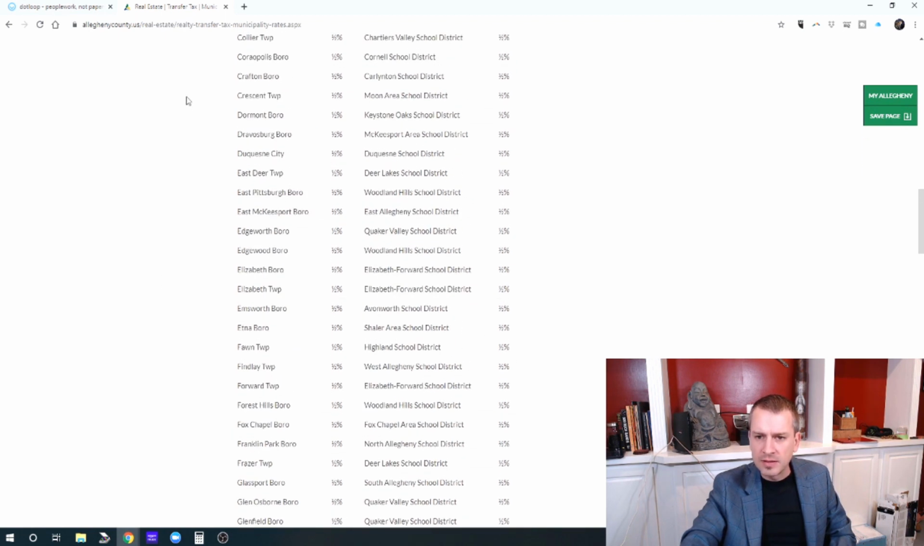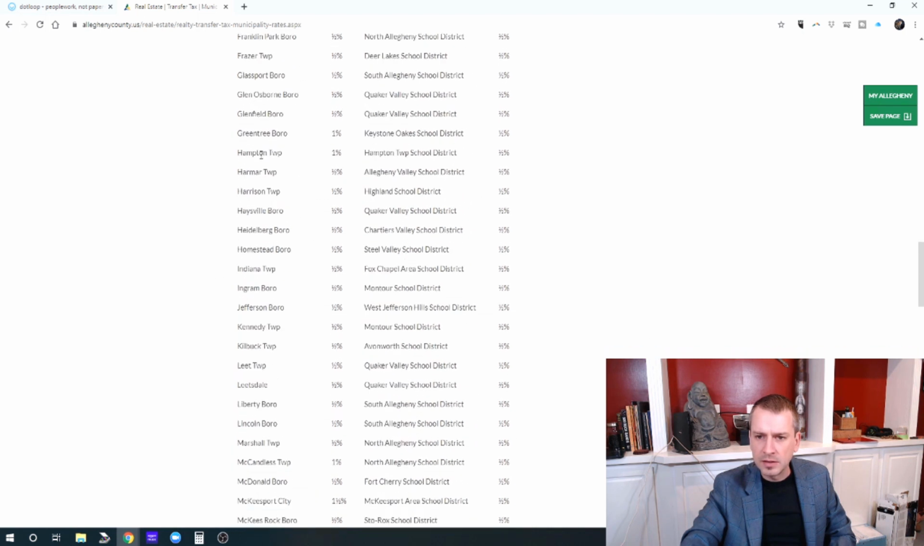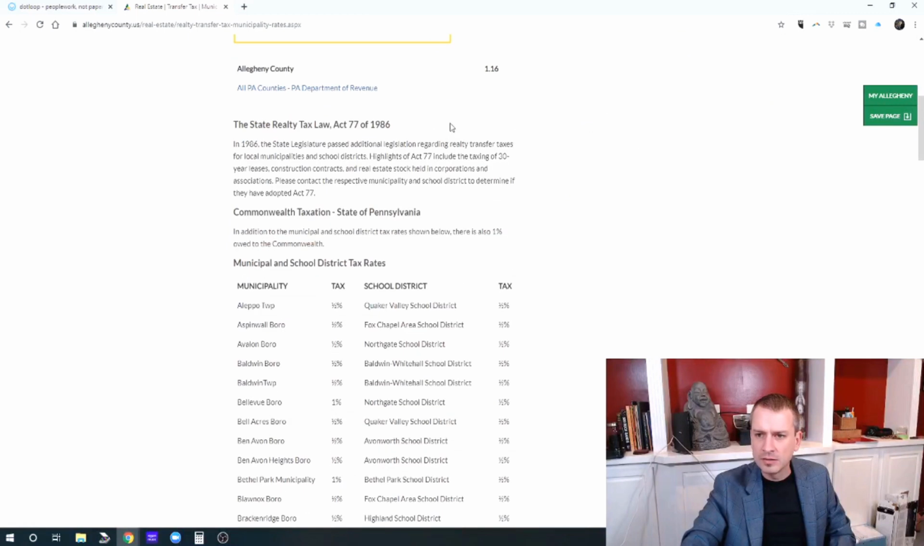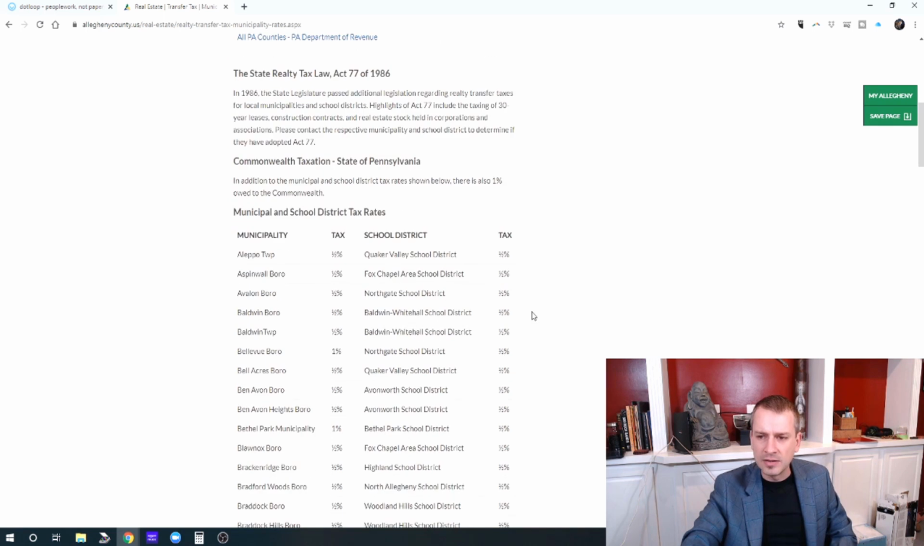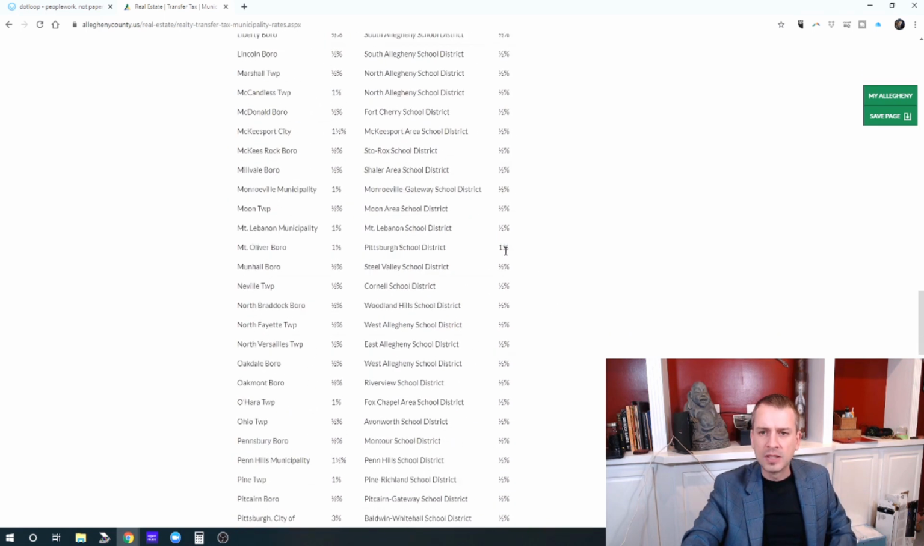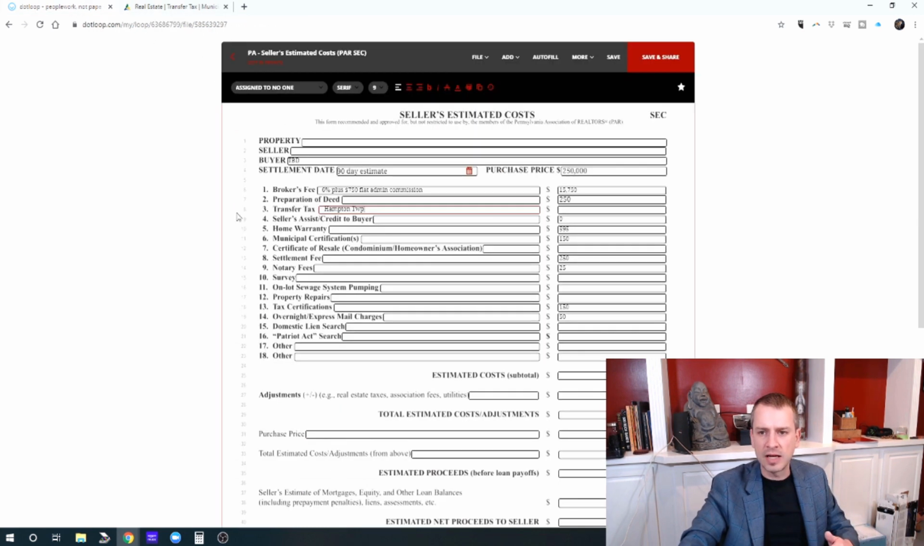So we're looking for Hampton Township here on our transfer tax rates. And here we are. 1% in Hampton plus a half for the school district. And we're going to scroll up. And here it says Allegheny County 1.16. There is a state transfer tax too. So it's 1% in Pennsylvania. So for Hampton Township we've got one here plus a half here plus the one for the state. So it's a 2.5% total transfer tax.